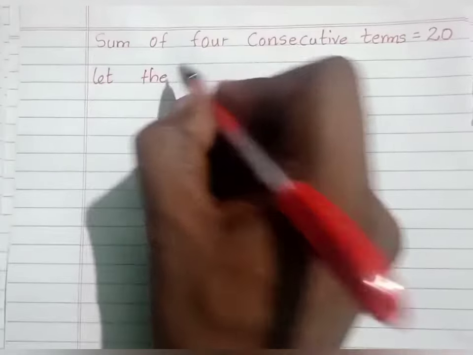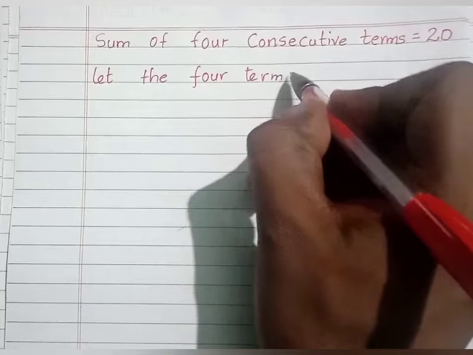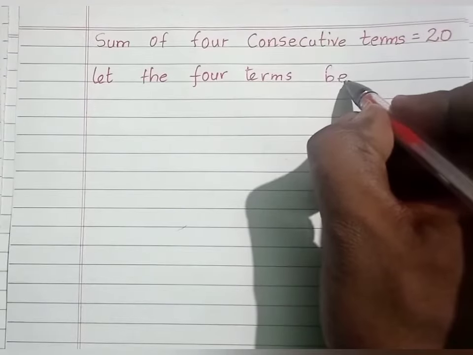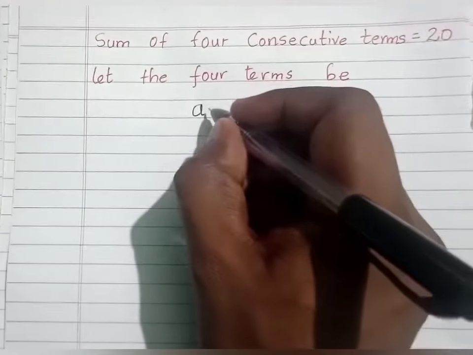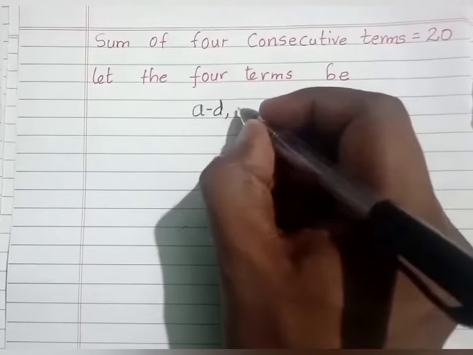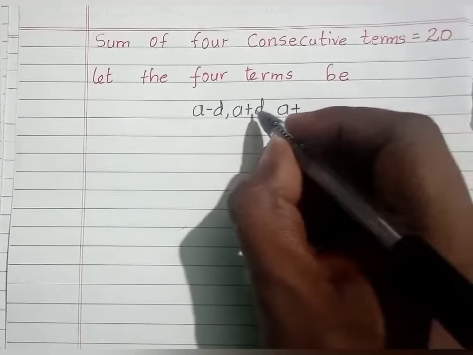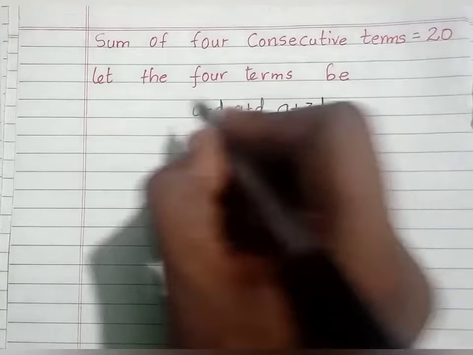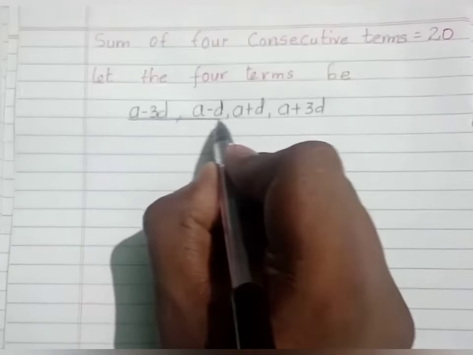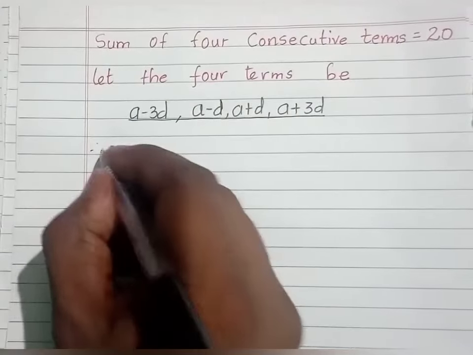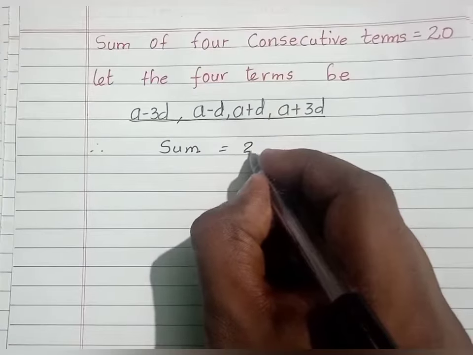I'll assume, let the 4 terms of an AP be: the two middle terms will be a minus d, then a plus d. So on the right side you have to add plus 2d, so d plus 2d is 3d, and on the left a minus 3d. So these are the 4 terms. Therefore, the given sum of these 4 terms is 20.